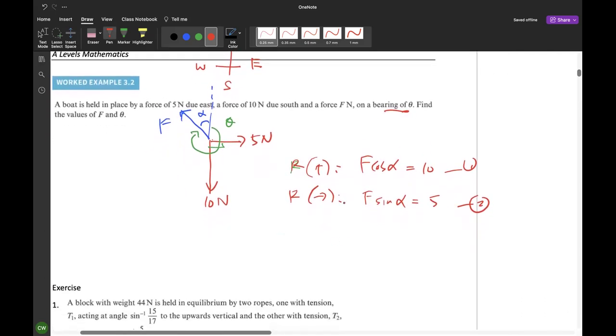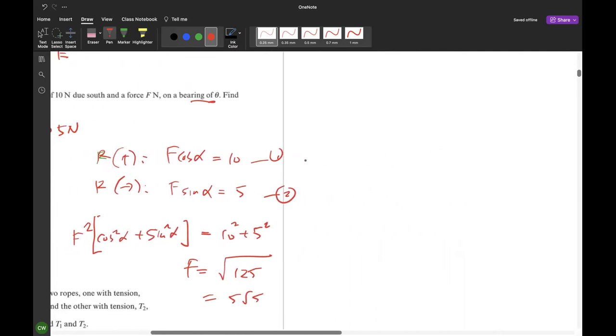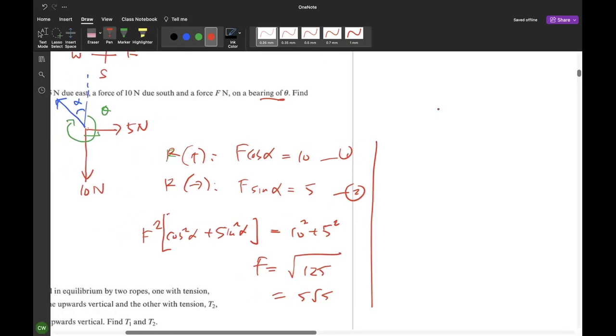To find the F, you need to square this and square this. So you have F squared cos squared alpha, and then F squared sine squared alpha, and you can factorize it. It's equal to this one squared plus this one squared. Cos squared plus sine squared alpha is what? This will be 1. So what is F? F will be the square root of this number. So this is 5, okay or not?